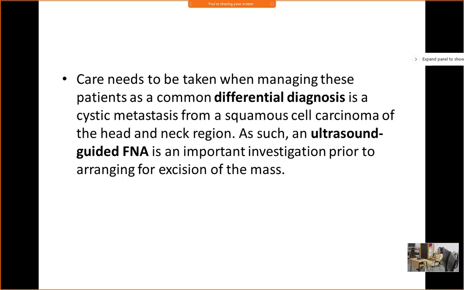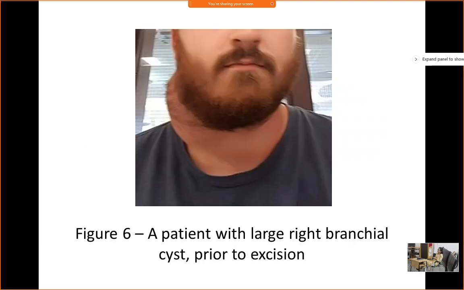Don't be so overconfident, thinking, okay, this is a cystic swelling, I think it's a sebaceous cyst in the neck, and straight away asking the patient for an excision. Then on biopsy, it will come out as something else, like a metastatic lymph node. So always go for an ultrasonography, the most non-invasive investigation, which is not going to cause any harm to the patient. Here is a patient with a large right branchial cyst prior to excision.